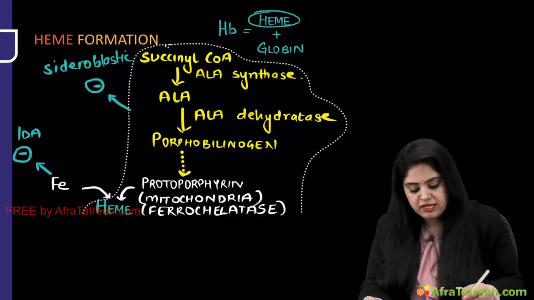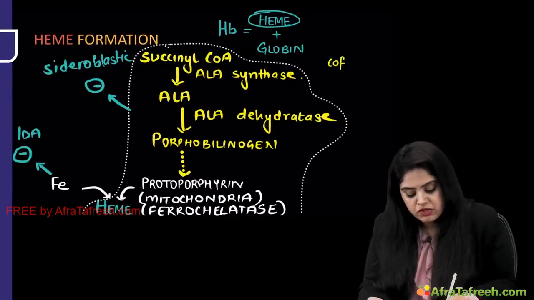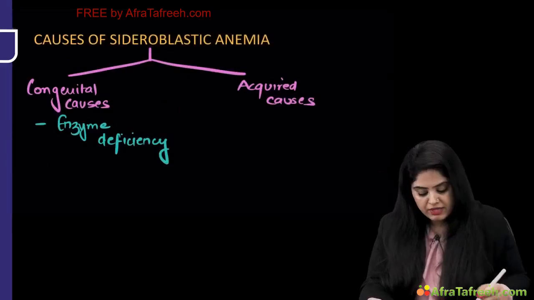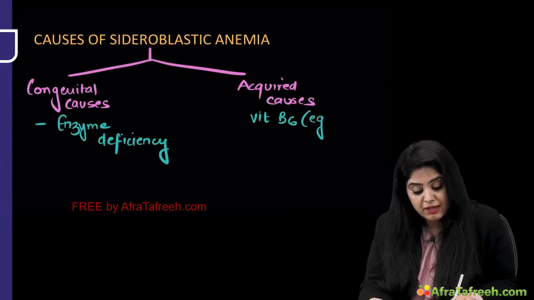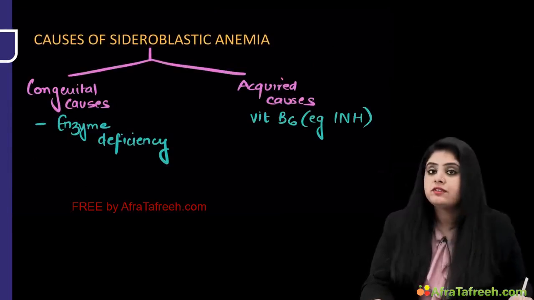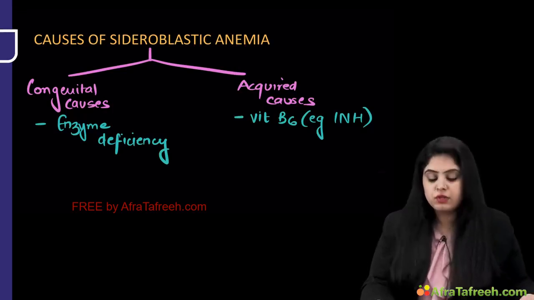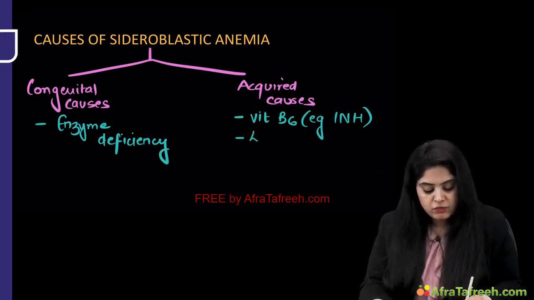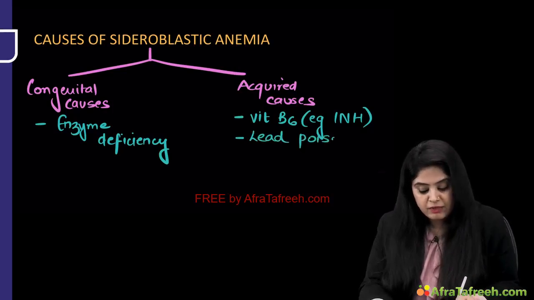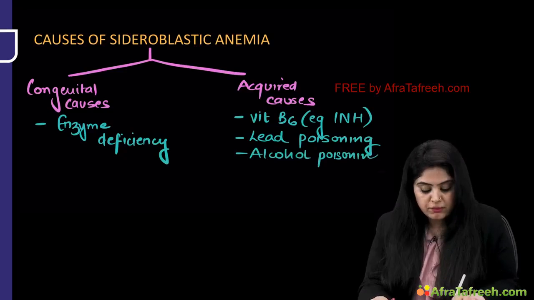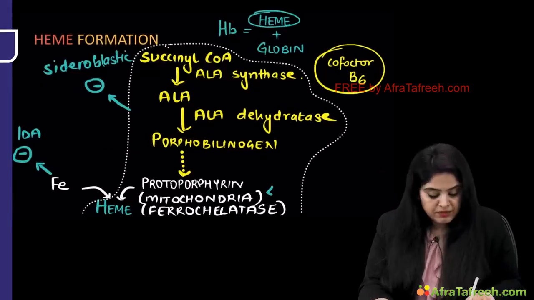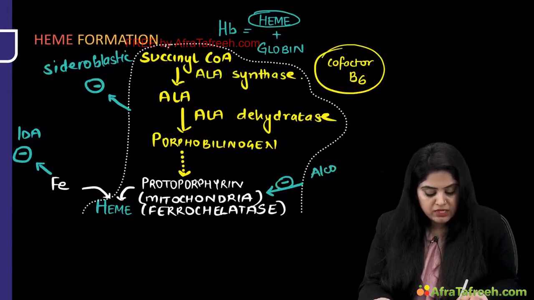But did you notice, is there any cofactor that you need? For the functioning of all these enzymes, I need a cofactor called vitamin B6. So if I have an acquired cause with vitamin B6 deficiency, which can be seen with which drug? For example, with isoniazid. With isoniazid, you can see vitamin B6 deficiency, so this process will not occur. Or what if you have a patient of lead poisoning? Lead poisoning also does not allow it. Another example is alcohol poisoning. Why? Because alcohol is also a mitochondrial poison. Alcohol is something that poisons the mitochondria. That is what alcohol does.